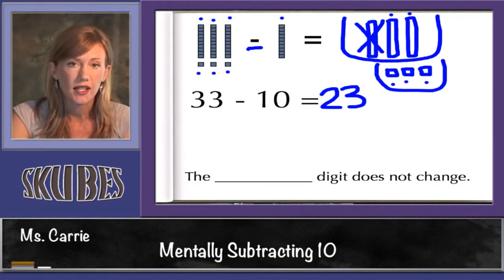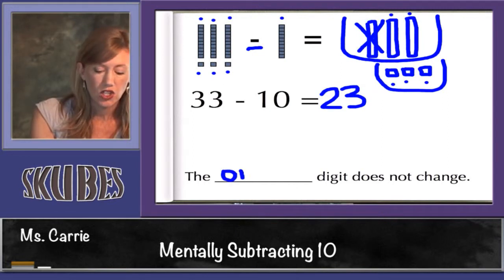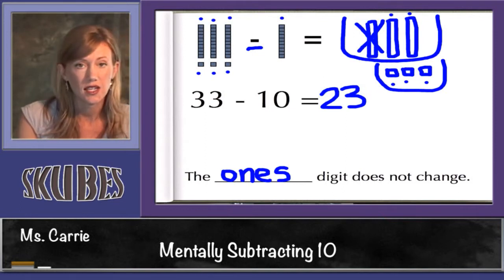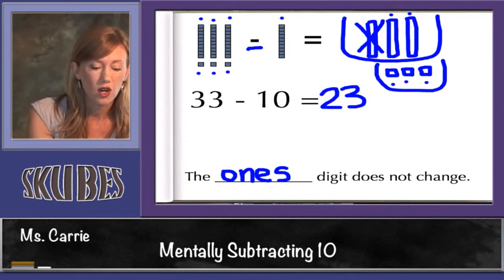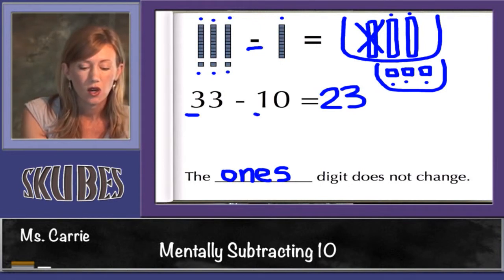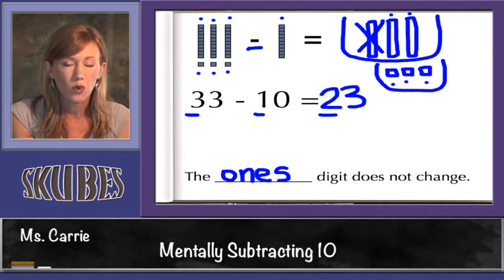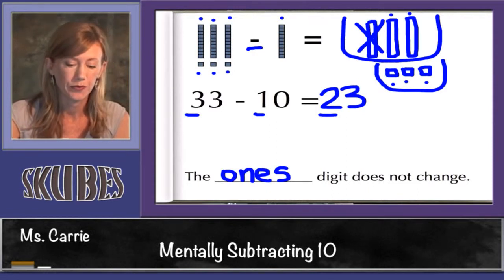So when we subtract 10 from a number, the 1's digit doesn't change. The 10's digit changes. If you look here, we started with 33. 3 was in the 10's place. We lost a 10. We get 2. The 3 in the 1's place stays the same.